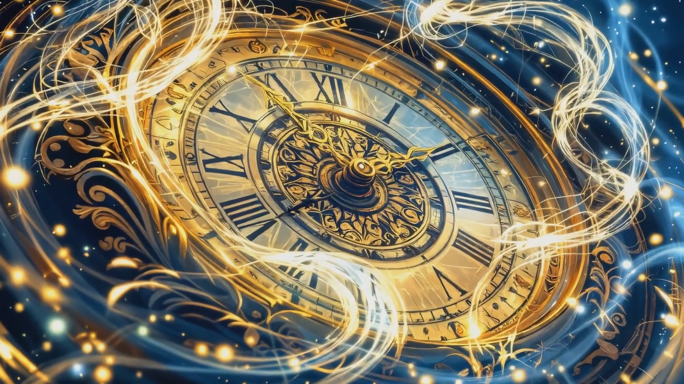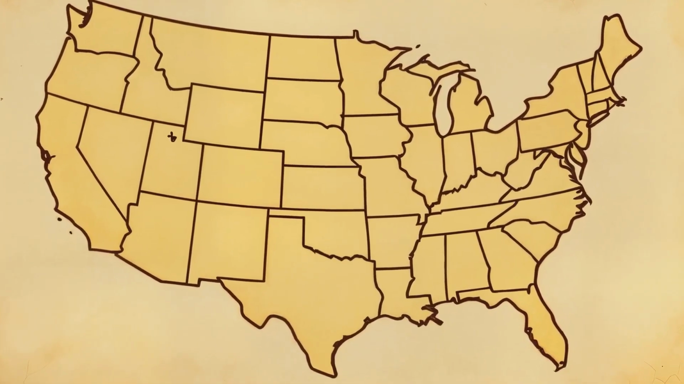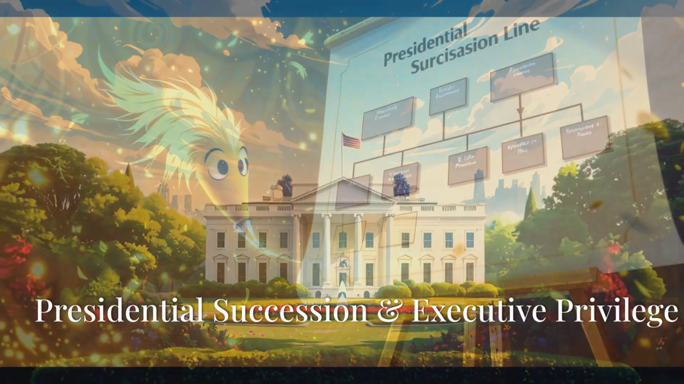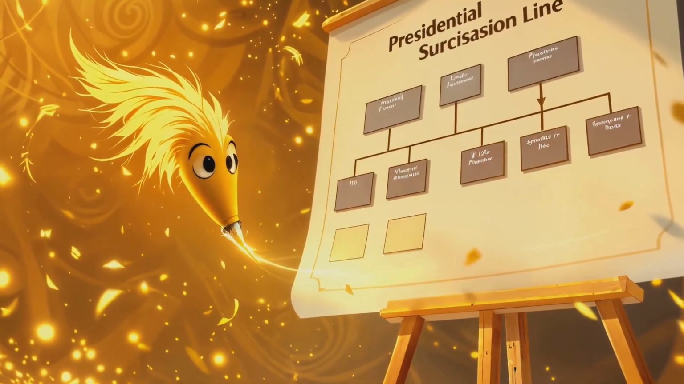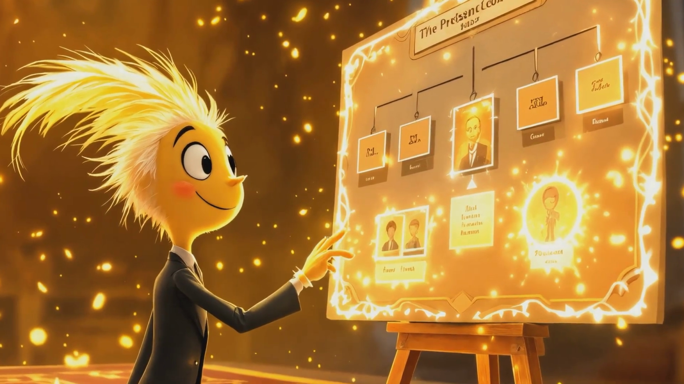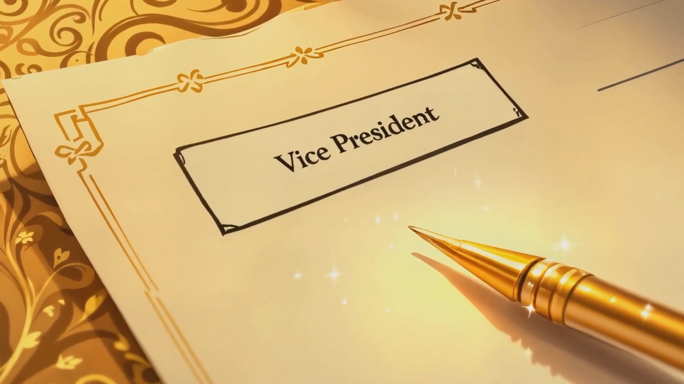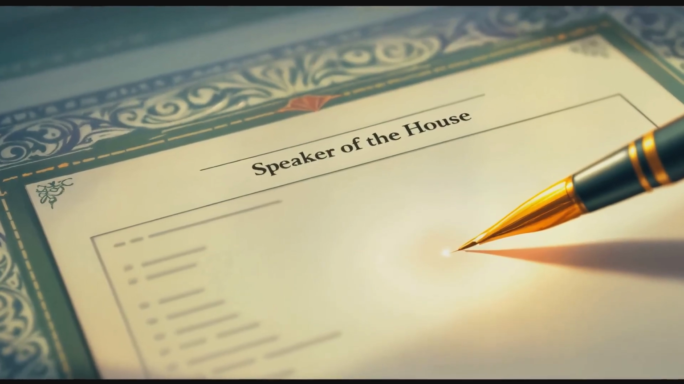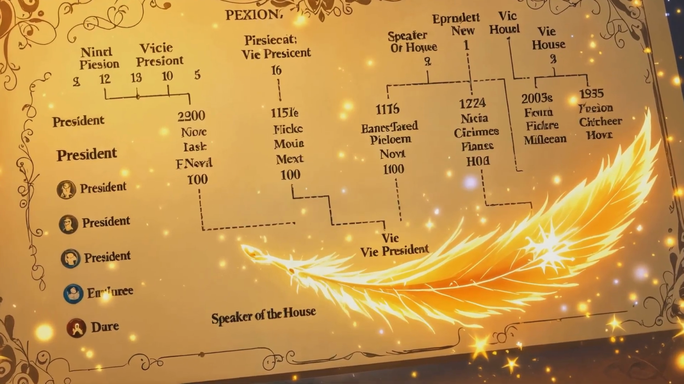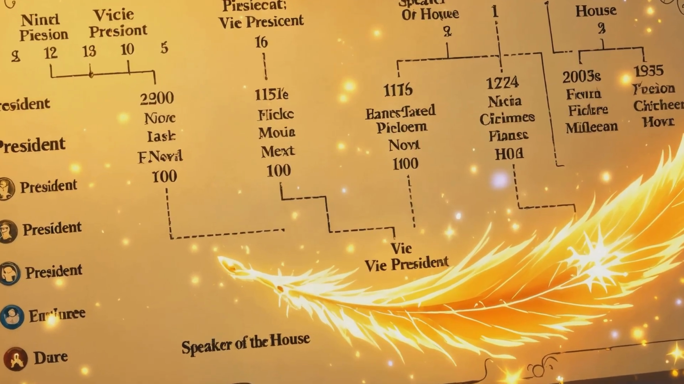A president can serve 2 4-year terms. Presidents are elected by the Electoral College, needing at least 270 out of 538 electoral votes to win. If the president dies in office, the vice president takes over. If both the president and vice president can't serve, the Speaker of the House is next.